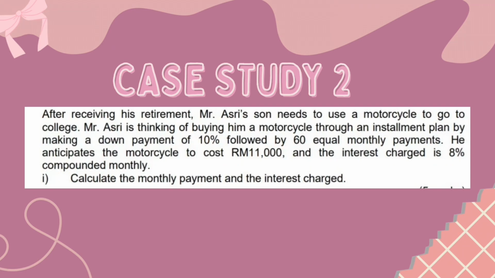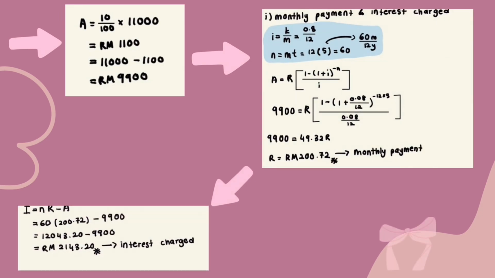He anticipates the motorcycle to cost 11,000 ringgit and the interest charge is 8% compounded monthly. Calculate the monthly payment and the interest charge. So the first step is A equals 10 divided by 100 times 11,000 equals 1,100 ringgit, then 11,000 minus 1,100. So the answer of A is 9,900 ringgit.